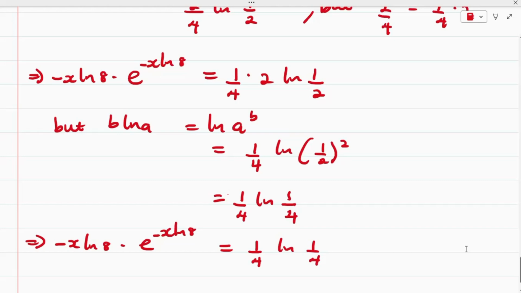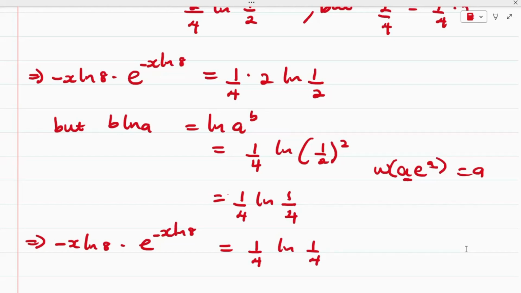So as you can see right here, applying the Lambert W function that says W of A e raised to the power of A is equal to A. Now if you take a look at this A right here, we have minus x ln of 8, and the power, which is A, is the same thing. And on the right hand side, we have A, which is ln of 1 over 4. But we do not have e raised to the power of A.